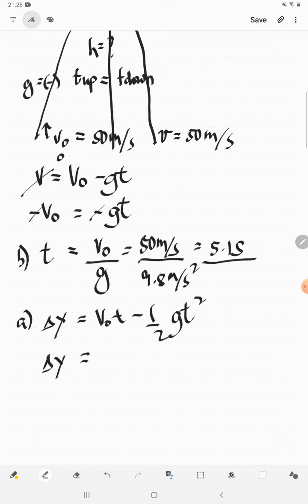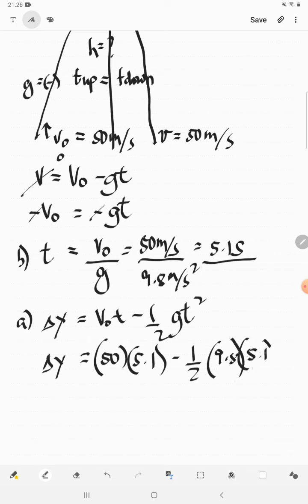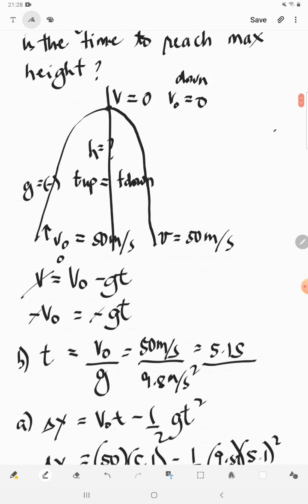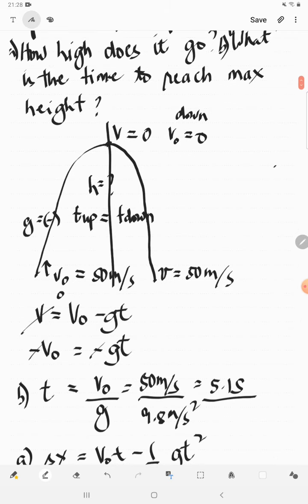So v naught is simply 50 times the time, 5.1, minus 1/2, and g is 9.8 times 5.1 squared. So your delta y is simply equal to, the answer is 127.5 meters.